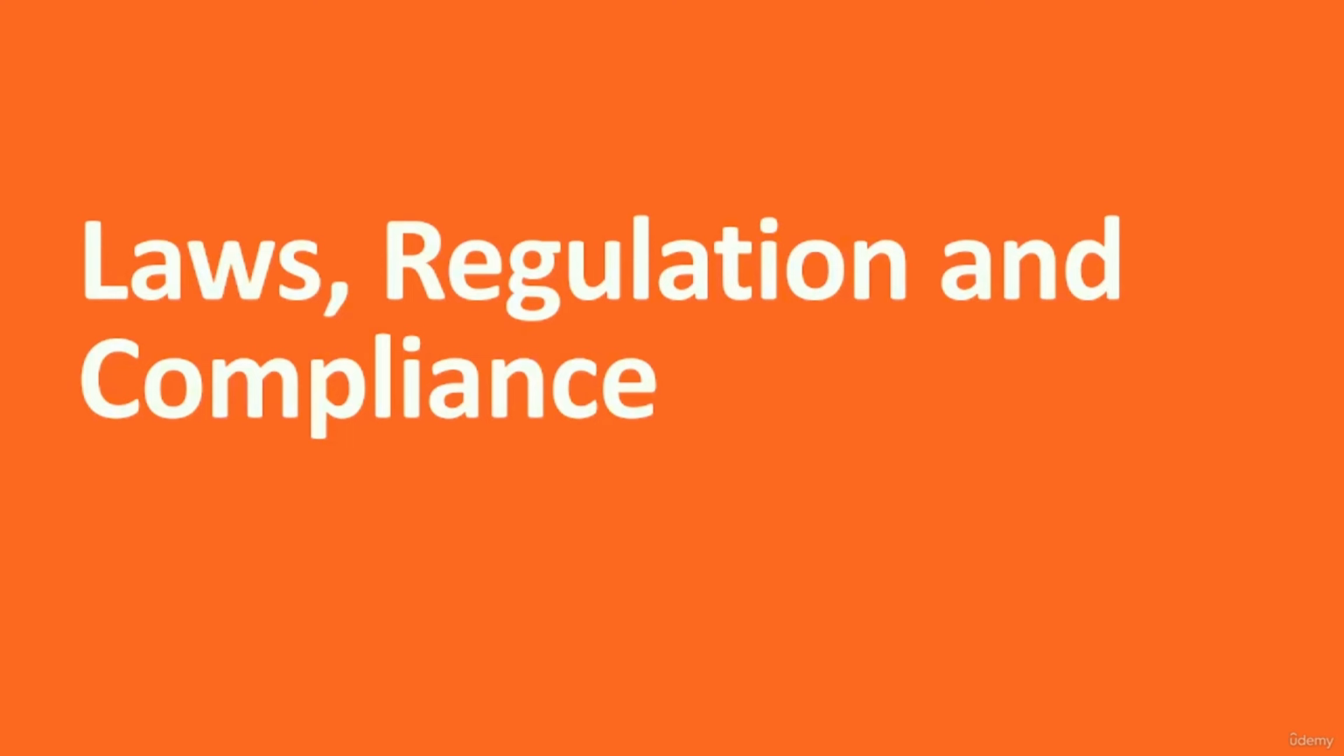So our next topic is laws, regulations and compliance. In this section, we will get an overview of the different types of laws, what we mean by regulation, and what the key security regulations and standards related to data security and privacy are, and so on.